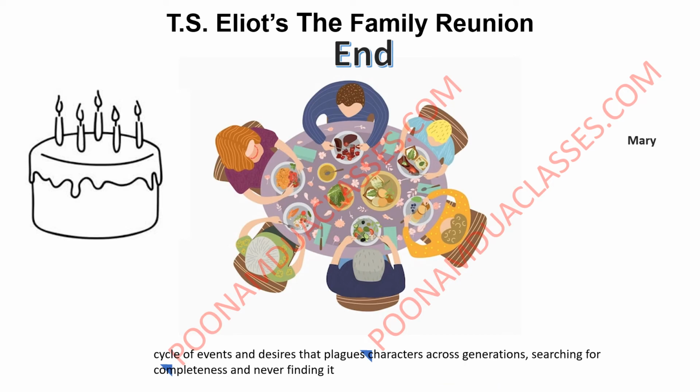Thinking all this, he leaves ultimately, and the play ends with Mary and Agatha on stage with a birthday cake and its candles lighted at the center of the darkened stage. They set it on a table and circle around it, blowing out the candles as they go. Cycle of the events and desires that plague the character across generations, searching for completeness and never finding it. This is, we can say, the theme. हर कोई किसी ना किसी तरीके की कंप्लीटनेस चाह रहा है अपनी लाइफ में, बट इज नॉट एबल टू फाइंड इट, बी इट एनी generation, the older one or the new one.